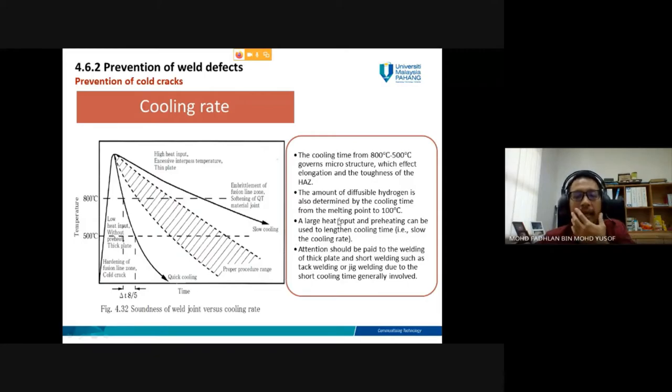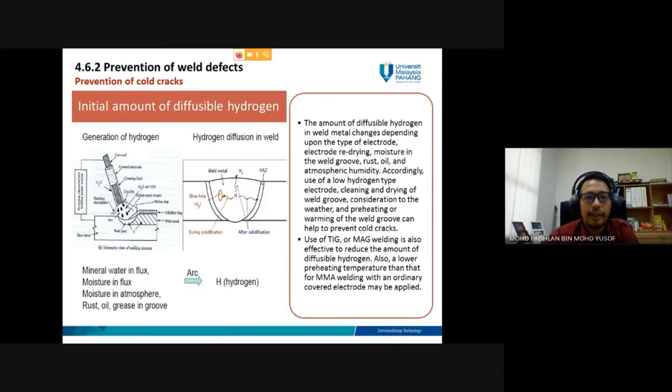So ni berkaitan dengan cooling rate lah. Apa yang cuba kita elakkan sebenarnya berlaku rapid cooling. Bila terlalu quick cooling ni, cooling ni berlaku dalam kadar yang terlalu pantas, so cold crack akan berlaku. And then if we look into another factor, we should also control the initial amount of diffusible hydrogen in order to prevent the cold crack.